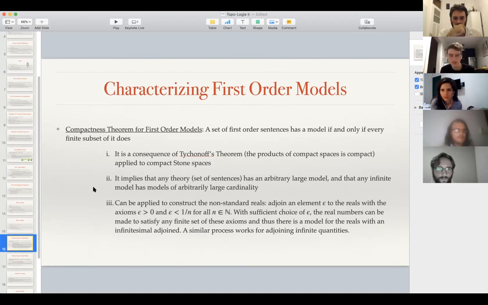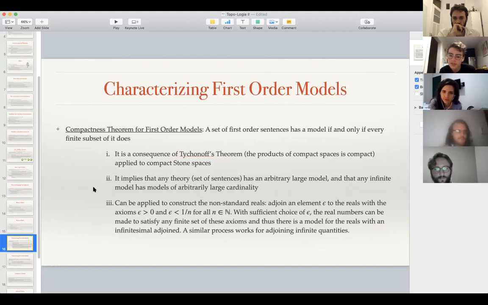So we can take the real numbers, we can adjoin an element, we're going to call it epsilon, because it can be small. And we can also give the axioms: epsilon is greater than 0, that's one axiom, and epsilon is less than 1 over n for all n in the natural numbers. Well, that's infinitely many axioms, so we have infinity plus 1 axioms. So we can actually use this. We can say that it has a model if and only if every finite subset of it does.